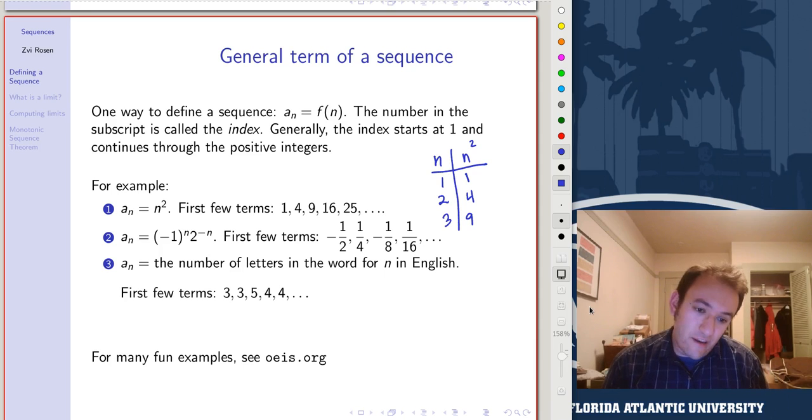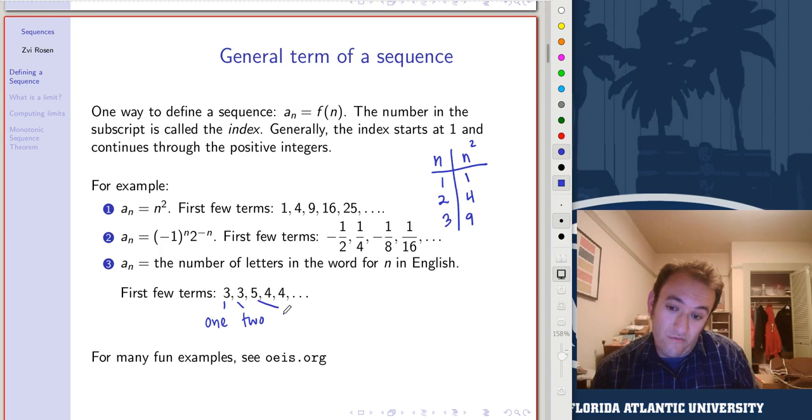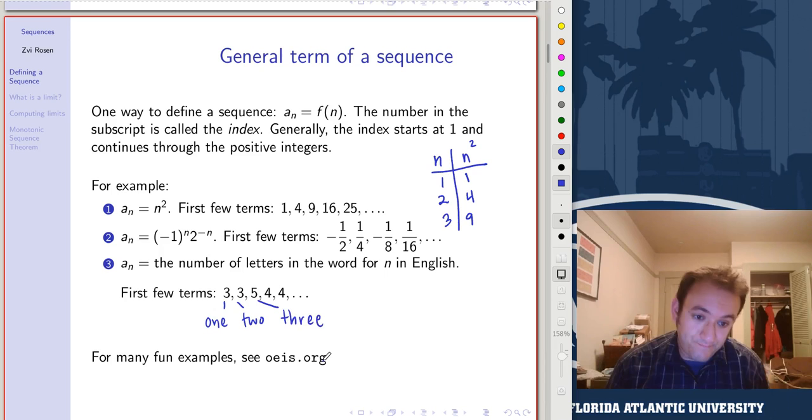But these are more straightforward definitions of formulas for the general term, and you could be as creative as you want with this. You could define a_n to be equal to the number of letters in the word for n in English. Then the first few terms of that sequence would be 3, because that's the number of letters in 1, 3, because that's the number of letters in 2, 5, because that's the number of letters in 3, etc.